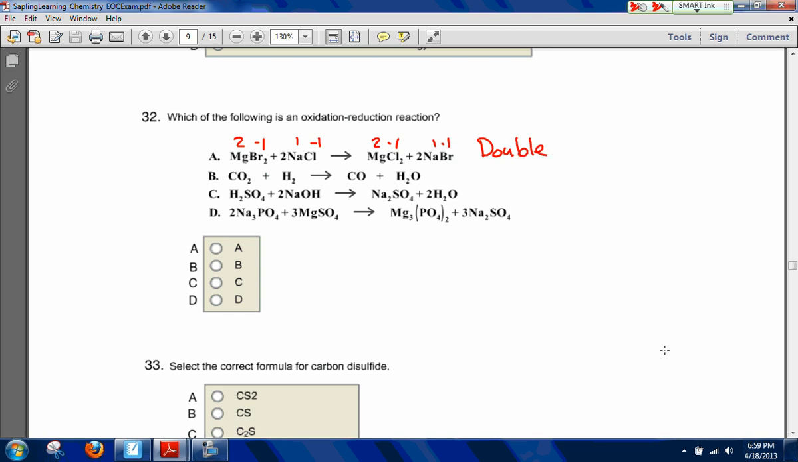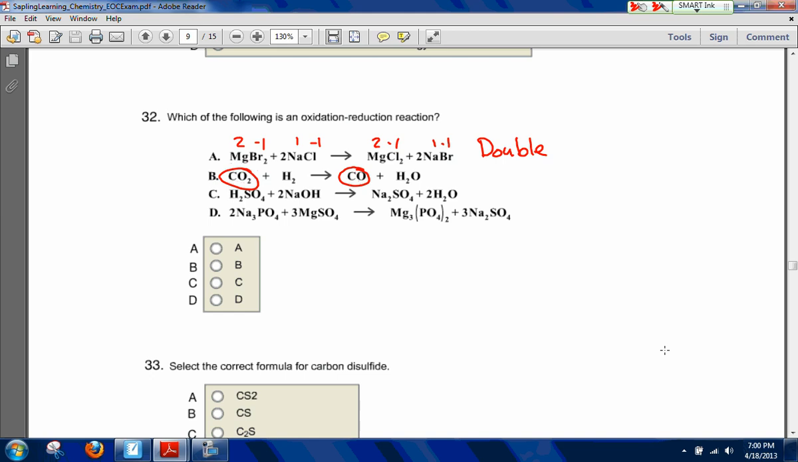We can look at CO2 and H2 make CO and H2O. Now, if we're talking about charges, and we want to look at charges changing, if CO2 is neutral, and then CO is also neutral, something had to have changed. Electrons had to move, and that is the case.